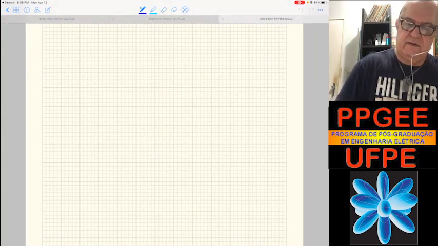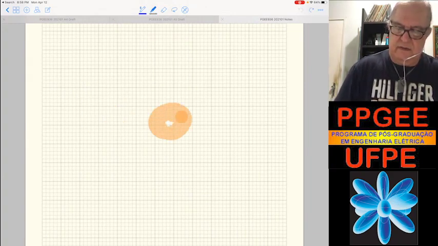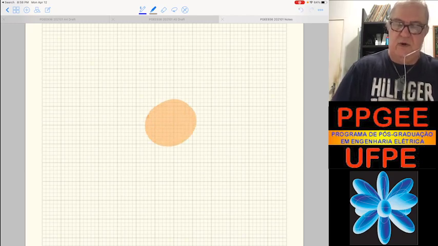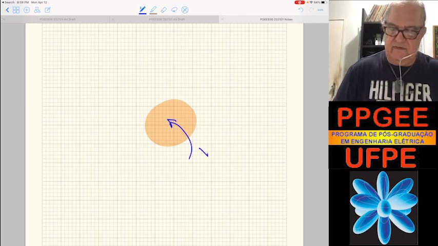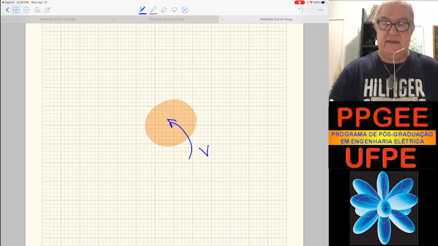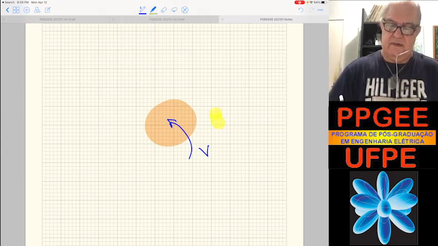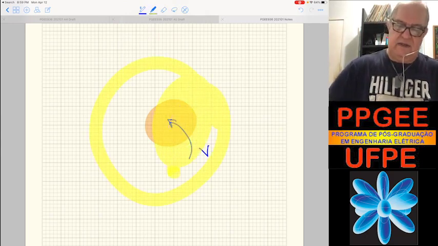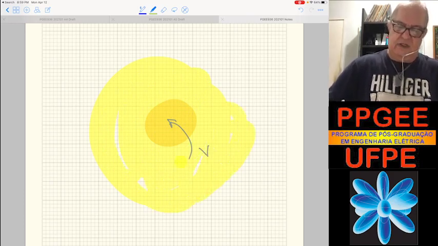We have here a charge distribution, let me put it here, which occupies a finite volume. My integration can be made in the entire volume. So I'm integrating across the entire volume, right? I mean, the whole space.